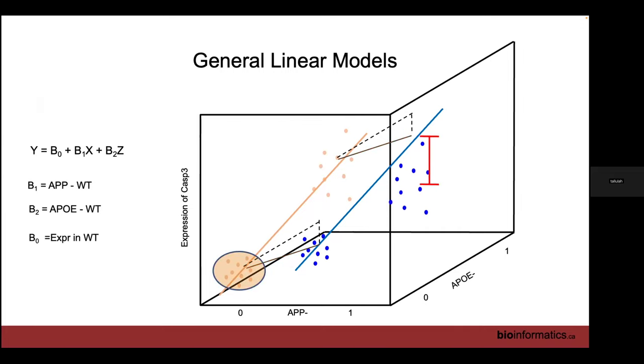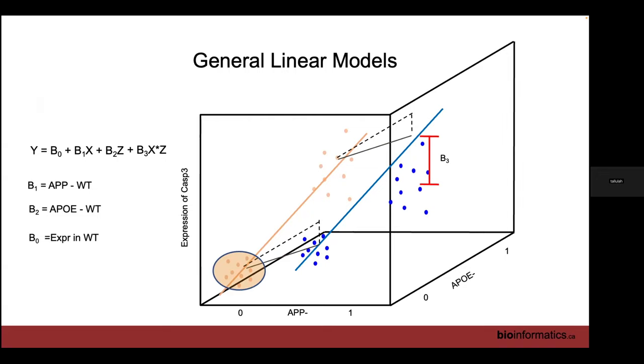What if there's a synergistic effect, and the group where we have both knockouts is actually different than if we just added together the effects of each one? So then we just add a new B. That's going to be the difference between our expected value for both mutants together and our observed expression for both knockouts together. That's called an interaction term. So we have B3 times X times Z.